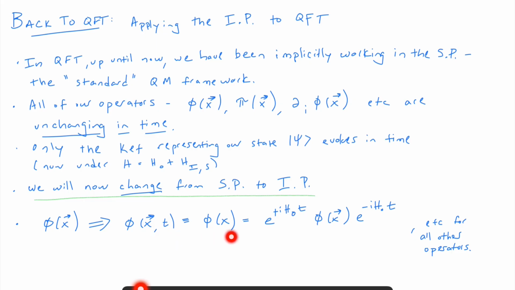And by definition, I just take my Schrödinger picture, which is this original guy here. I could put the subscript s if you want for clarity, but that was implied the whole time. And then by definition, if I want to convert to the interaction picture, all I do is I take this operator and I hit it on the left with e to the plus i H naught t, and on the right with e to the minus i H naught t. I do the same thing for every other operator, the pi's and these guys.